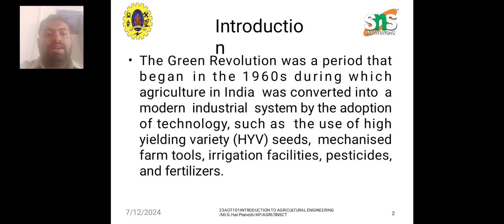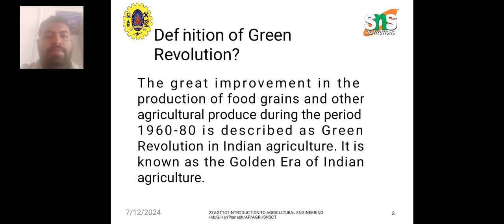What they are saying is that the traditional methods are slowly emerging into an industrial, modern method, in which the normal seeds are converted to high yielding variety seeds for self sufficiency or self sustainability. Instead of traditional bullocks and cows, we are using mechanized farm tools and different irrigation facilities, and instead of only cow manure, they will be using pesticides and fertilizers. That's what they are saying in this green revolution.